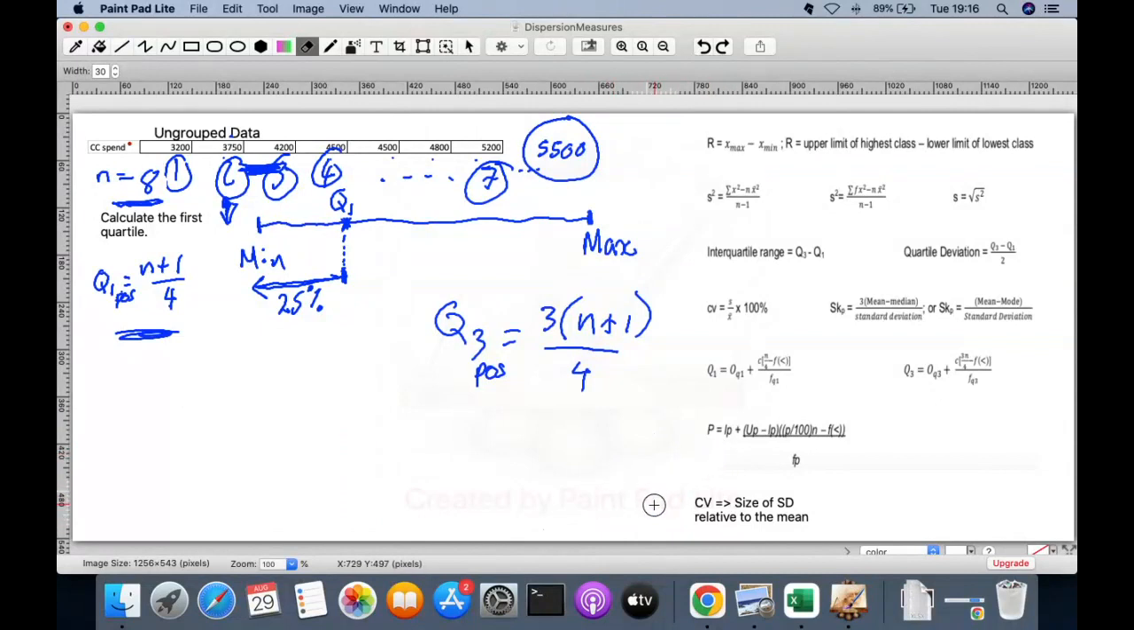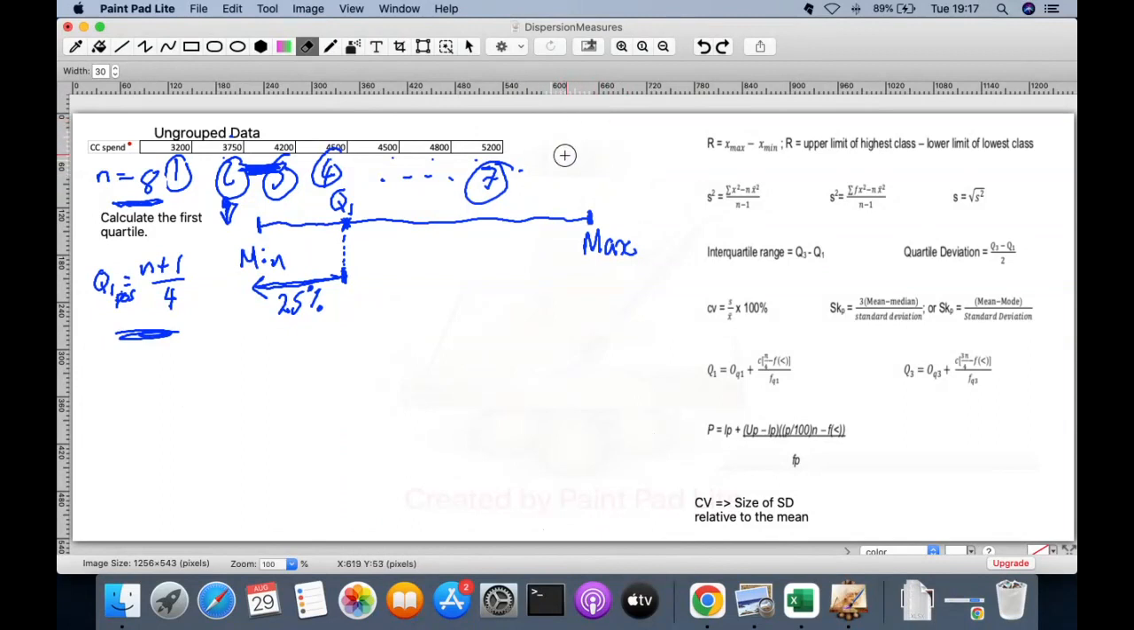Remember how you interpret this, okay? For the third quartile, I'm going to go here, give me a second, move this number.